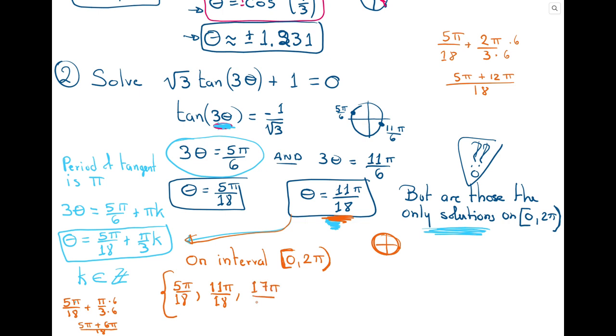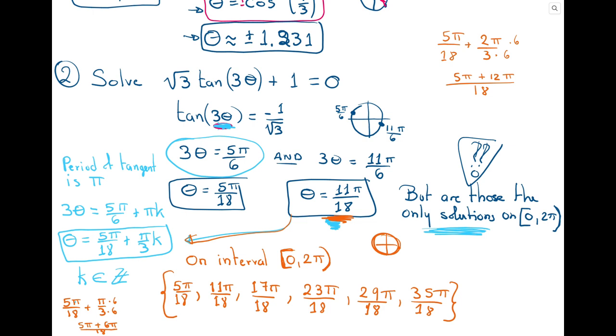And you're going to say, well, how do you know when to stop? Well, remember, we're going to go all the way to 2 pi. So if I have a denominator of 18, the 2 pi will be equivalent to 36 pi on the top. So I'm going until I have something that's less than 36 pi, okay? And you can do that on your own. I'm just going to write the others down. This one should be 23 pi over 18, and then we have 29 pi over 18, and finally 35 pi over 18. And that will be all the particular solutions of square root of 3 tangent 3 theta plus 1 equals 0 on the interval from 0 to 2 pi.